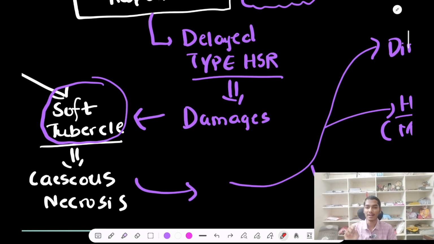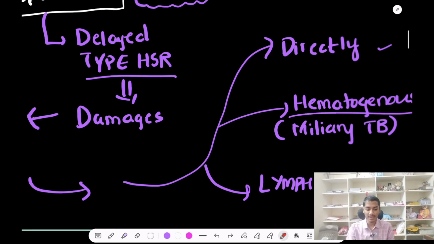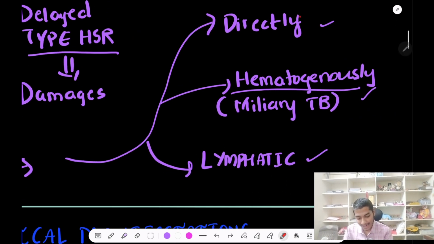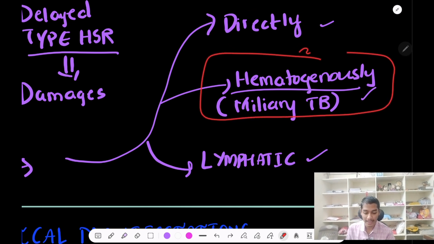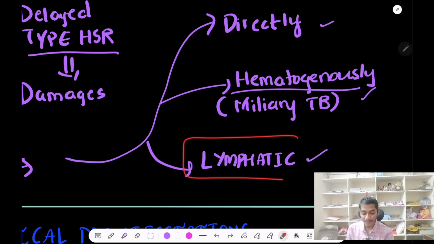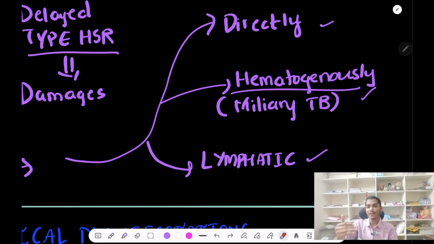caseous necrosis matter that we have is released here, and it is spread directly, or it may be spreading hematogenously causing the miliary TB, or it may be spreading through the lymphatic routes also, right? We have three different routes.